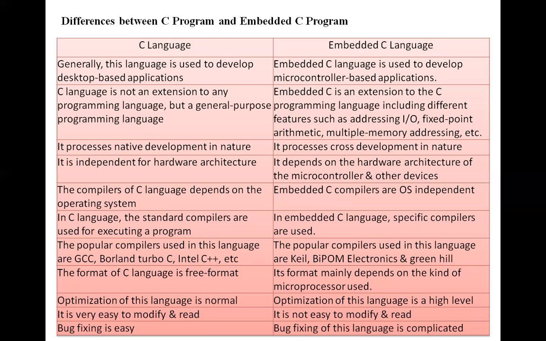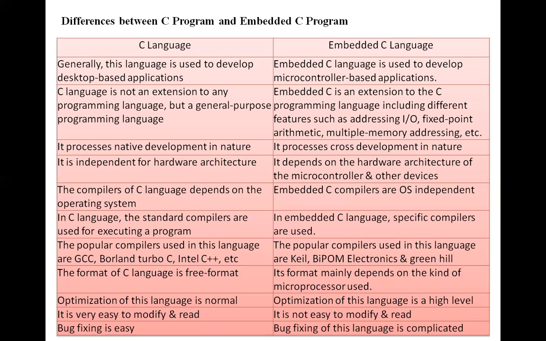But if you think about embedded C, when you write any program, you need to think about the hardware, which type of registers are there. So here we will say it is not independent, it is dependent on the hardware architecture of the microcontroller and other devices, because here you need to write the program in consideration of the microcontroller's inbuilt peripherals, as well as whatever peripherals are interfaced with your microcontroller. So that's why C is an independent language.